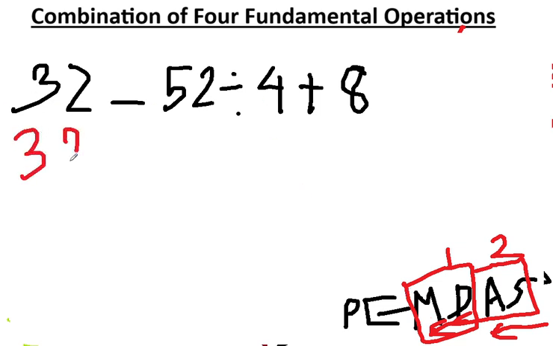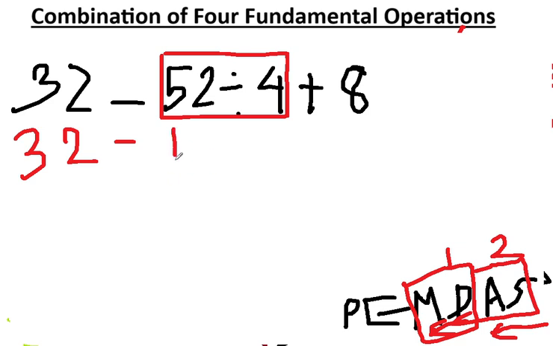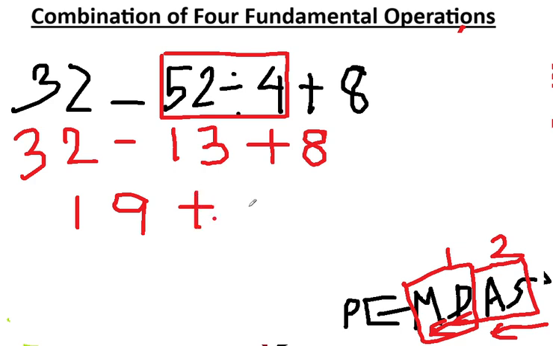So let's get started. 32 stays as 32. Minus stays as minus. I am going to perform this operation first, which is 52 divided by 4. And that would give me a 13. And plus 8 stays as plus 8. Now, we could do subtraction first, we could do addition first, it doesn't matter. If I do the subtraction first, I would get 32 minus 13, so that would be a 19 plus 8, and that would give us a 27.